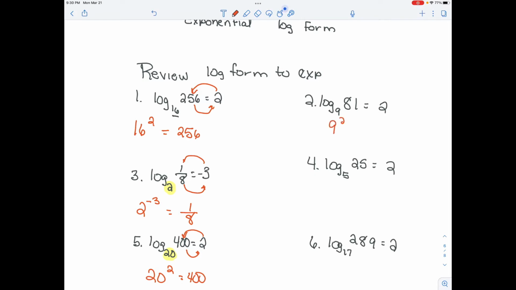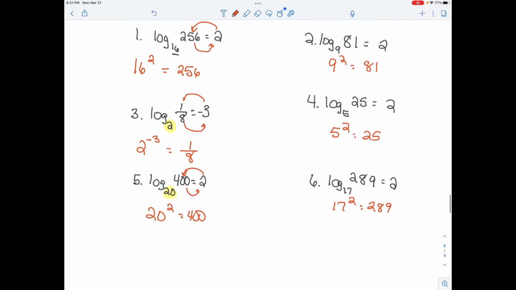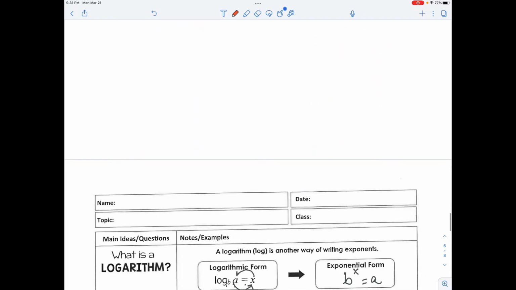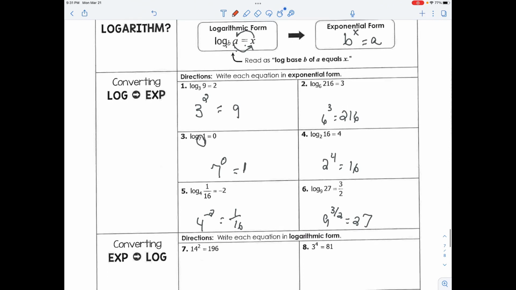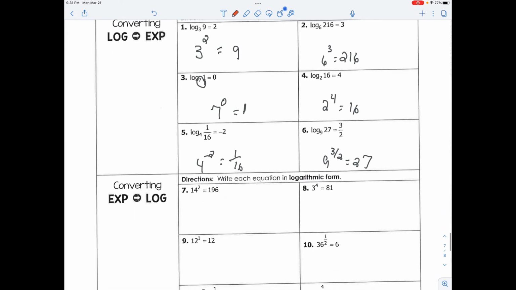So we should get 9 squared is equal to 81, 5 squared is equal to 25, and 17 squared is equal to 289. I did not mean to make all of those squared, but you get the point. Okay, so now that we've done this, and this is the notes from yesterday, now we're going to go the other way around. We're going to go from exponential form to log form.